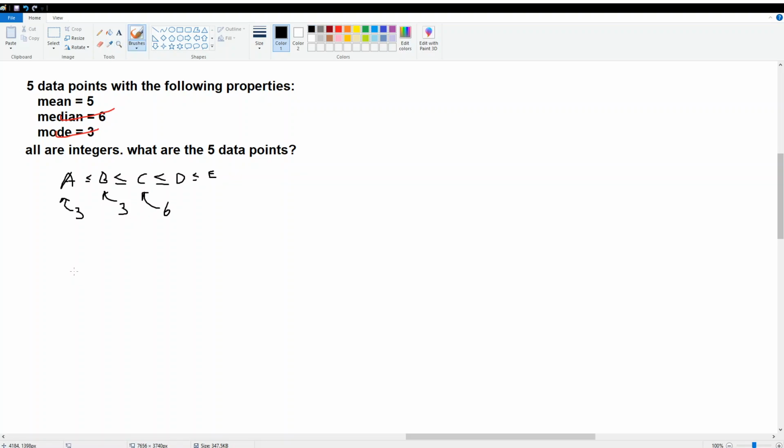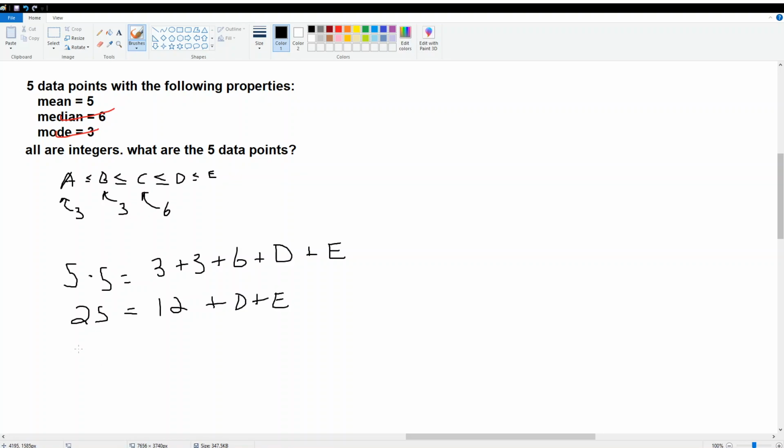So, here's what we know. We got 5 data points. Our mean is 5. And that has to be equal to A plus B plus C plus D plus E. So 3 plus 3 plus 6 plus D plus E. So 25 is equal to 3 plus 3 is 6, plus 6 is 12, plus D plus E. Therefore, 13 is equal to D plus E.